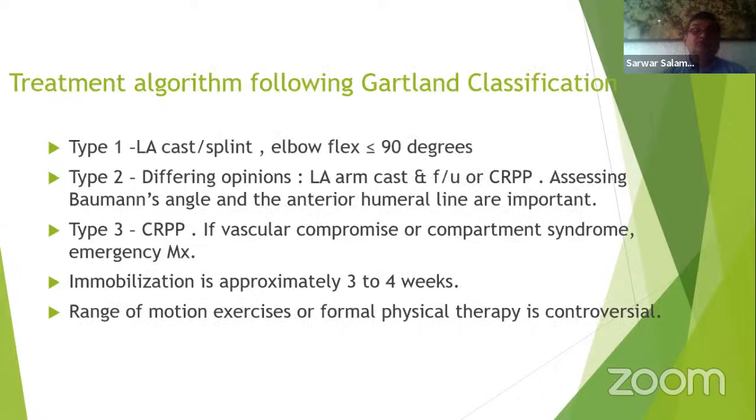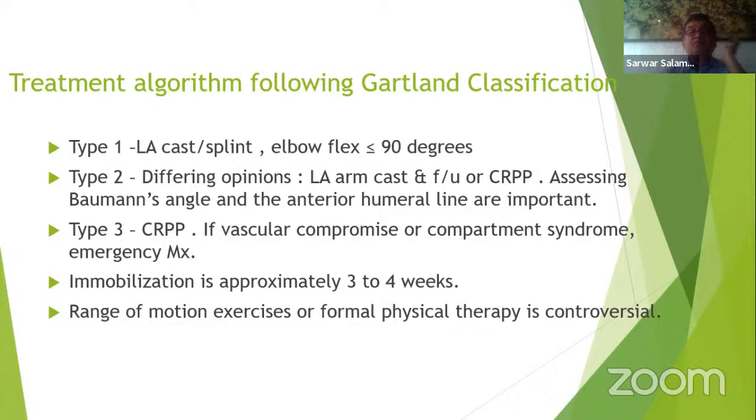So there is a treatment algorithm of the Gartland classification. You can use it, with some changes, of course. Type 1, we can do a long arm cast or splint, and the elbow should be at 90 degrees of flexion or a little less. You have to check the pulse. And plaster for 3 to 4 weeks is enough.